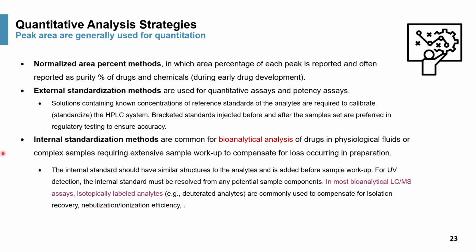Occasionally, one uses the internal standardization method, very popular for bioanalytical methods, using an internal standard which is isotopically labeled, such as a deuterated analyte of the API. Mass spec needs that type of standardization because you can get sample loss during sample preparation, so we control for that. And also you have ionic suppression in the mass spec, right? So definitely for quantification, you do need an isotopically labeled internal standard.